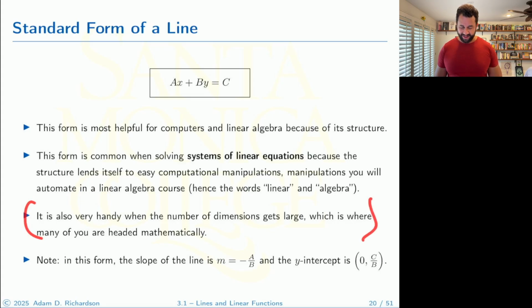This form is also very handy when the number of dimensions gets large, which is where many of you are going to be headed mathematically. You're going to want to study systems that have a large number of dimensions.